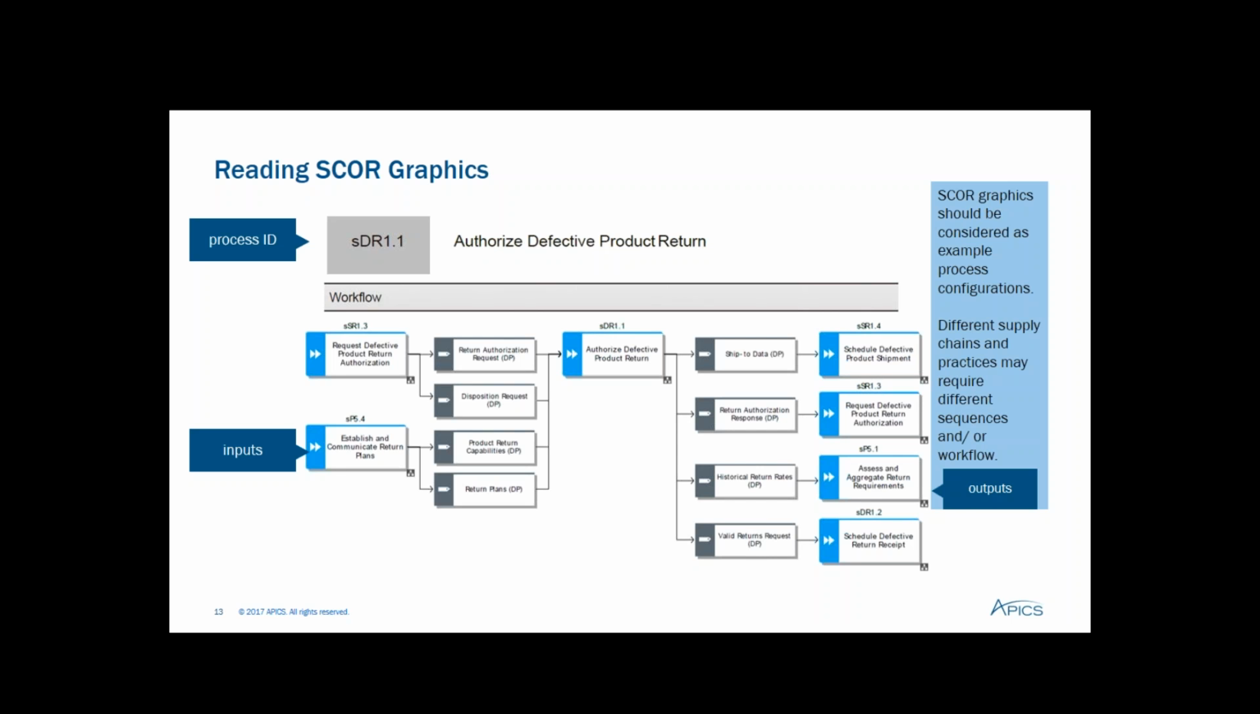In the center are the next level steps needed to perform the table's process SCOR activity. In this graphic, the steps are all from the Level 3 table of SDR1. On the right-hand side of the diagram are the output SCOR tables needed to perform the process. The SCOR output tables can vary by industry and by requirement.